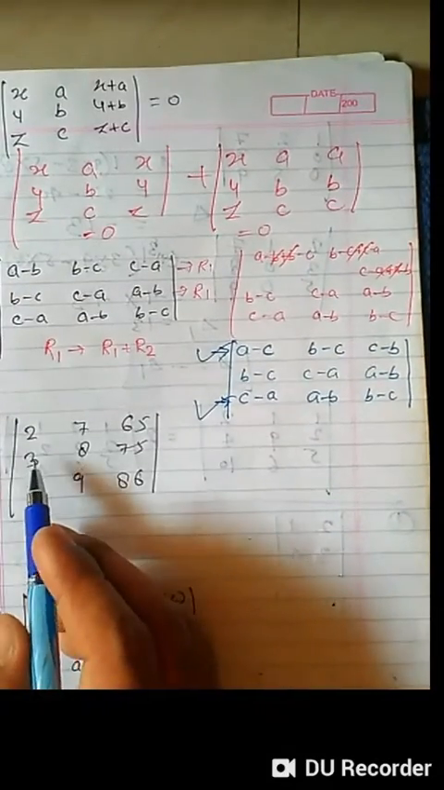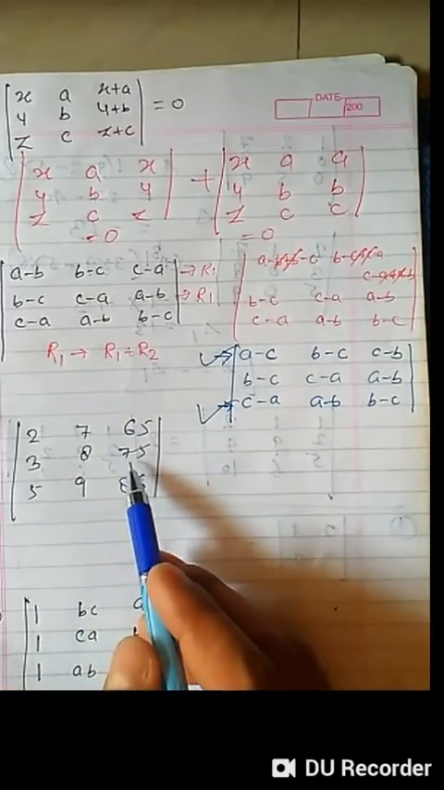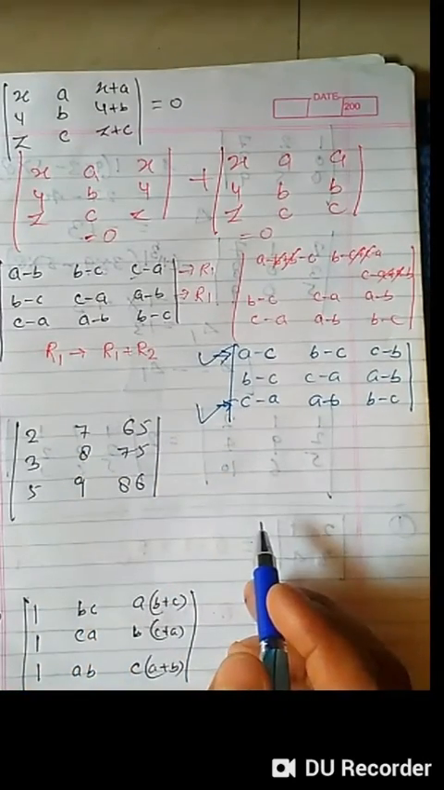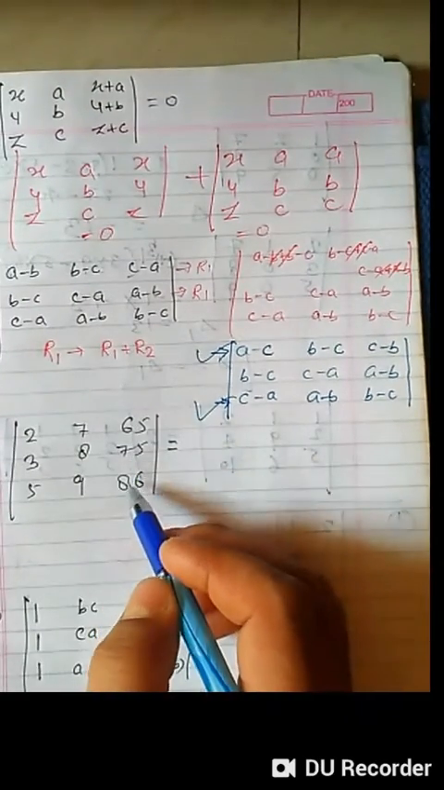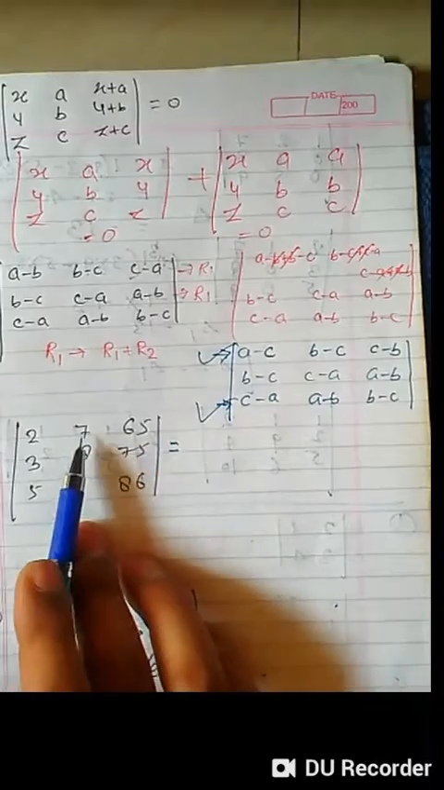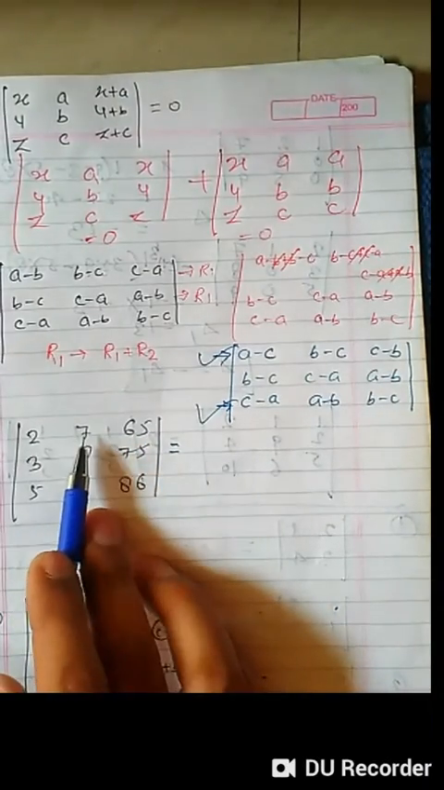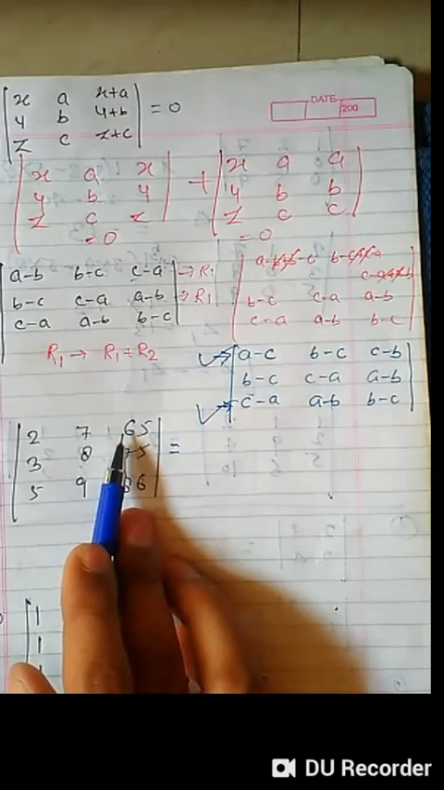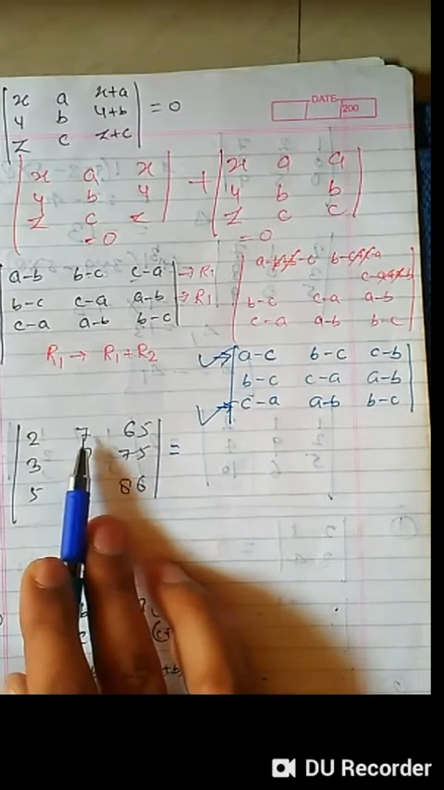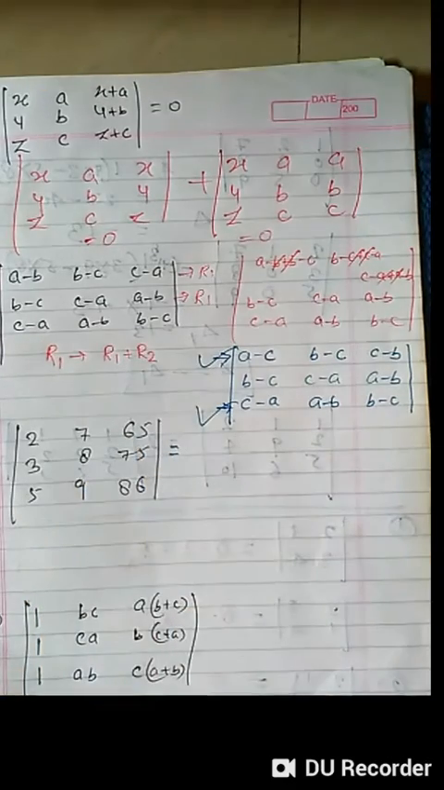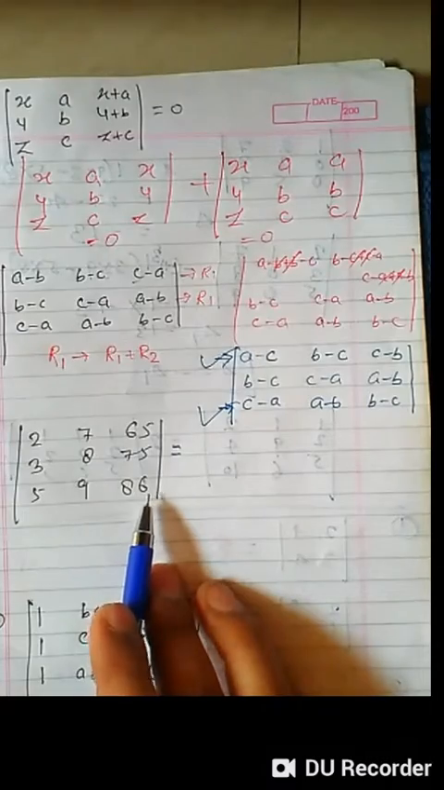Now again, third example: 2, 3, 5, 7, 8, 9, 65, 75, 86. Here also, if you carefully watch column 3, you can see it is a multiple of column 2. See, 7 9s are 63, 8 9s are 72, 9 9s are 81.